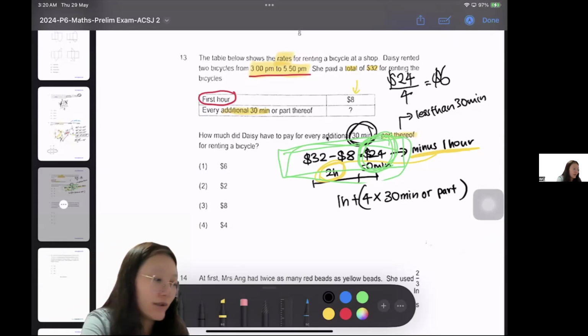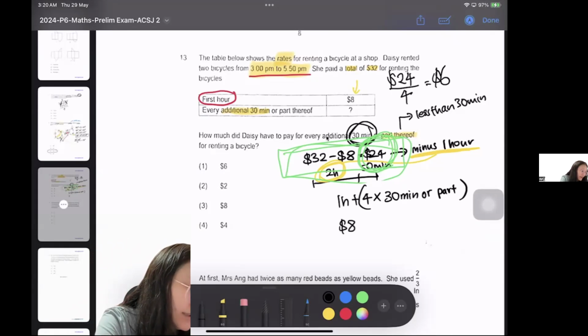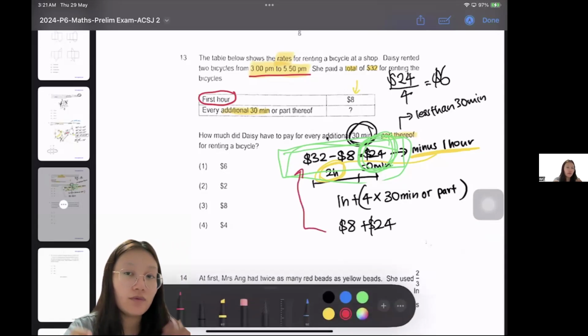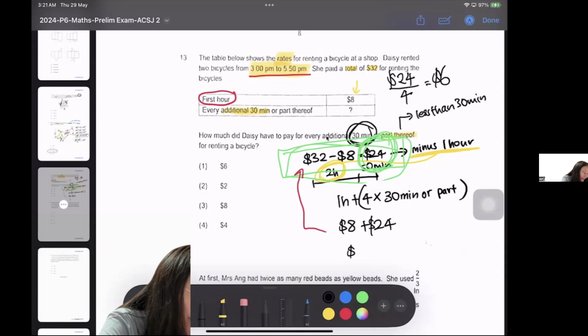So the 1 hour was $8, right? Okay, then plus this amount, which is 4 times 30 minutes or part. So we need to find out what the amount is. Okay, we found it is $24 because the total is 32. So 32 minus 8. Okay, you look back at here, right? So the $8 plus the 24, which is 4 times 30 minutes. So now you need to find how much is 1 30 minute. So 24 equals to the 4 times 30 minutes, right? Okay, so you want to find out how much is the 1 30 minute.